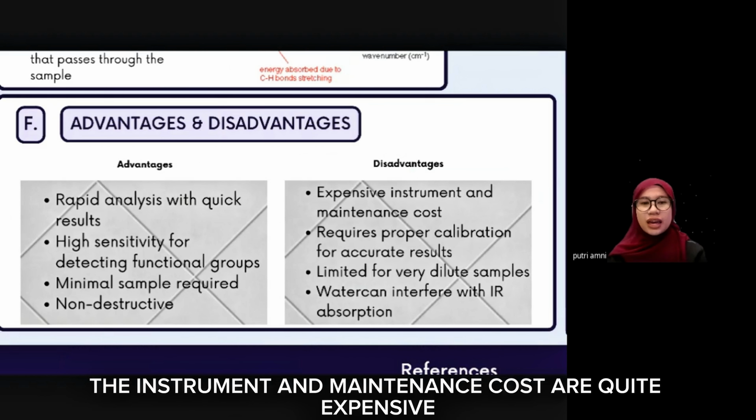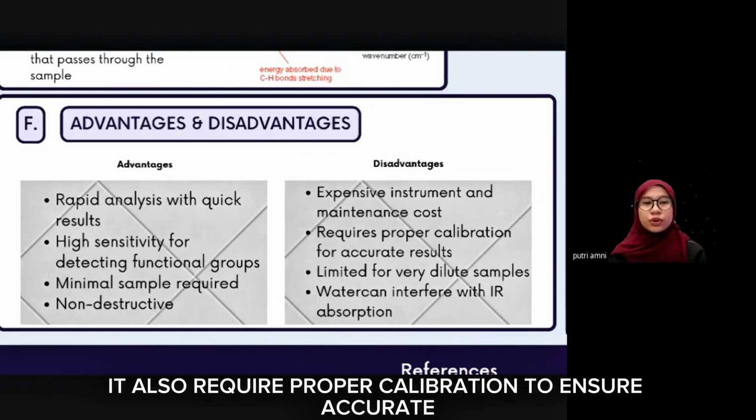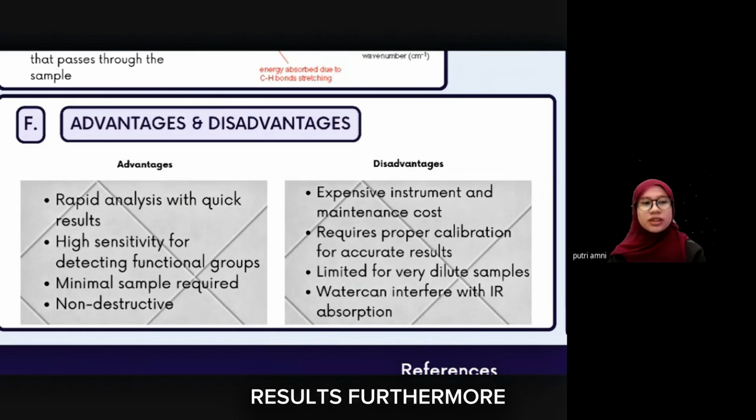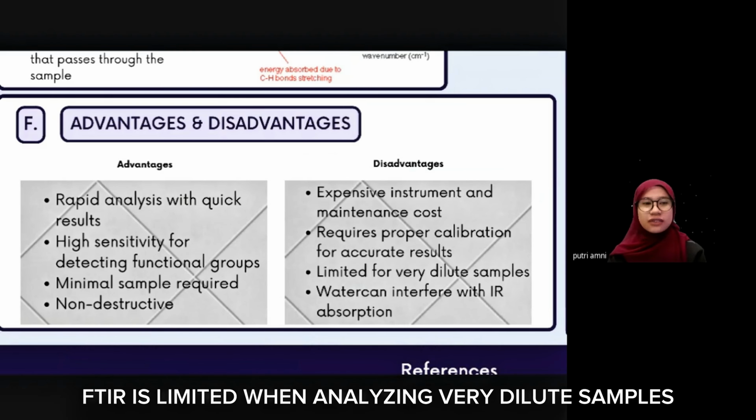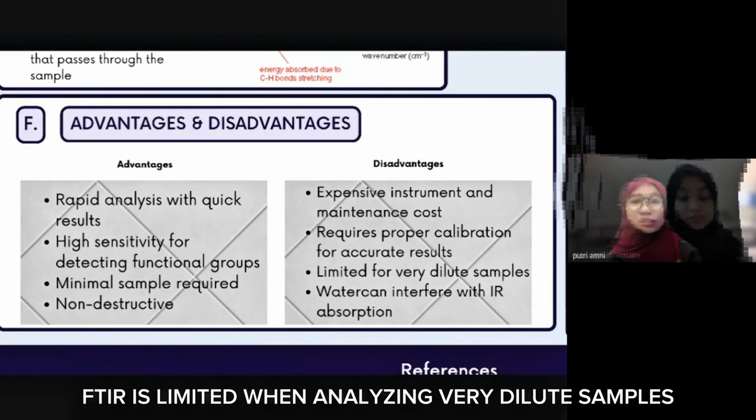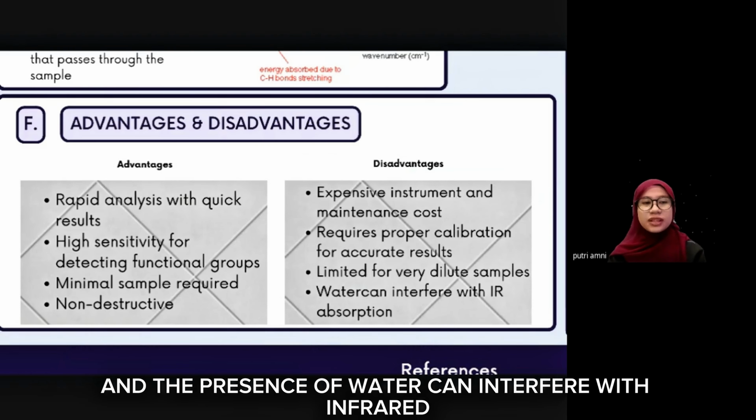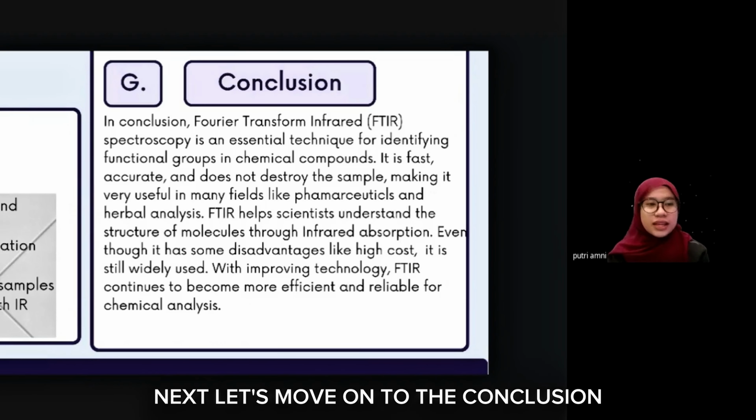However, FTIR also has some disadvantages. The instrument and maintenance costs are quite expensive. It also requires proper calibration to ensure accurate results. Furthermore, FTIR is limited when analyzing very dilute samples, and the presence of water can interfere with infrared observation. Next, let's move on to the conclusion.